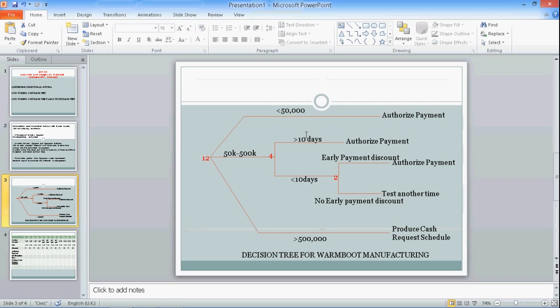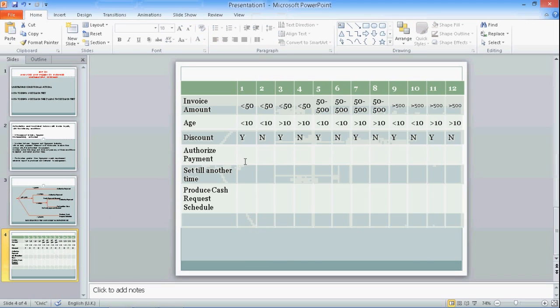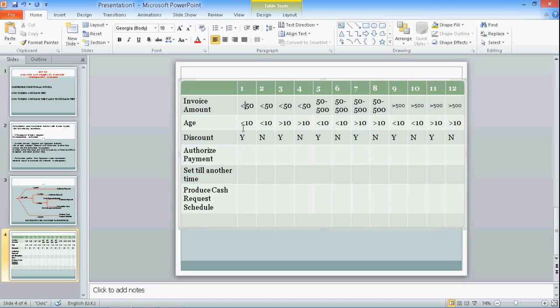Now how do we fill the actions? For here we said that if it is less than 50,000 we authorize payment. It doesn't matter whether it is greater than 10 days or less than 10 days. For this first condition, it doesn't matter. We are not testing any other thing. Once it is less than 50,000 we authorize payment. That's what is here in the decision tree. So we come here. Once it is less than 50,000, we look at the columns. It is less than 50,000. What happens? We authorize payment. Let's use this symbol. So authorize payment.